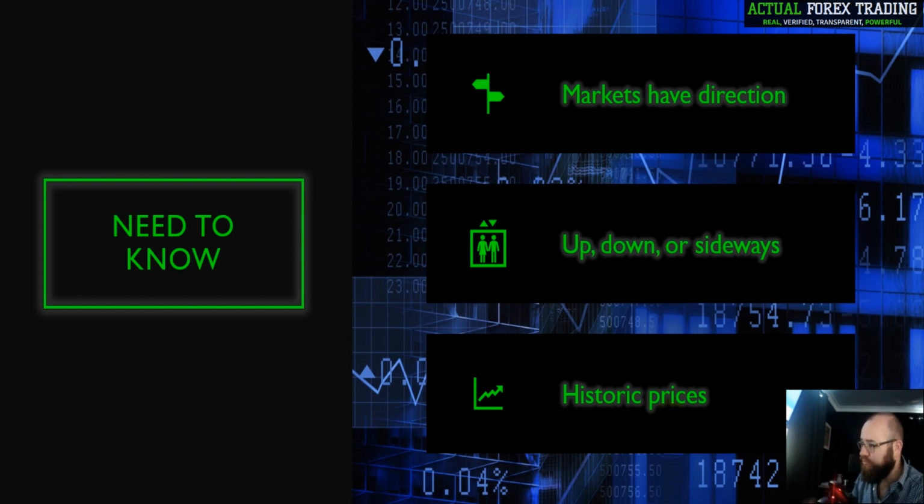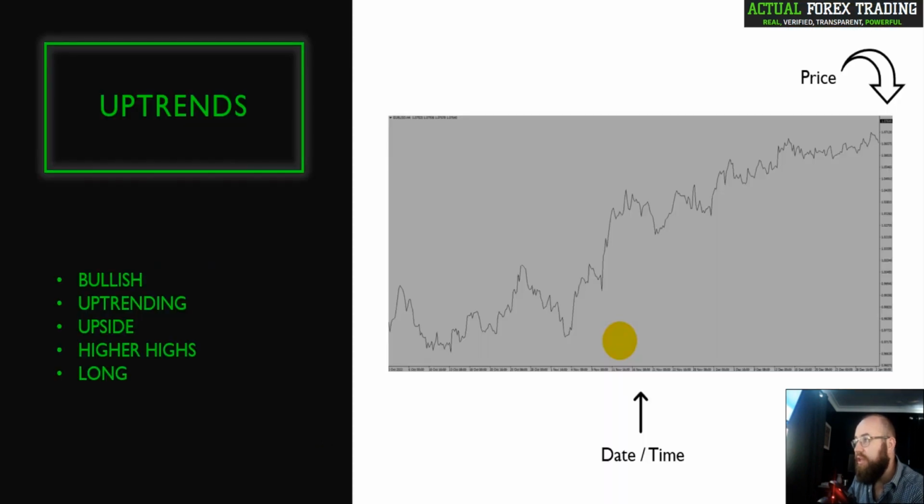Market direction, predictive market direction, really has to do with historic prices, historical price when it comes to technical analysis. So you need to look at historical prices in order to gauge which direction price is currently moving. Is it moving up? Is it moving down? Is it moving sideways? Now, because we're starting to get quite technical in this course, we're going to be looking at lots of charts. And I have a chart here, and we're going to start off by looking at uptrends.